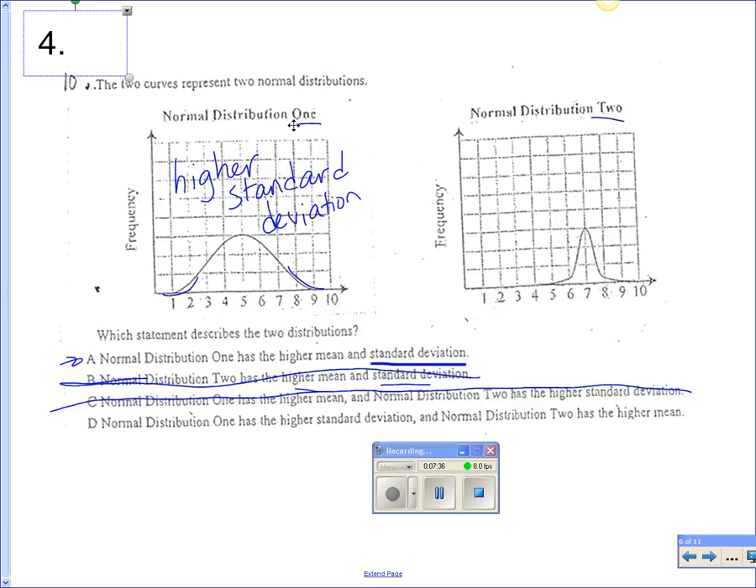All right, so let's talk about the mean now. What is the other word for mean? Mean is the average. So since normal distribution 1 is symmetric, it looks the same on both sides, its mean is going to be right here at 5. Normal distribution 2 is also symmetric, same on both sides. Its mean is going to be at 7. So which one of these two graphs has the higher mean? Is it 5 or 7? Well, 7's higher, and that's normal distribution 2. So the answer to this one is D.